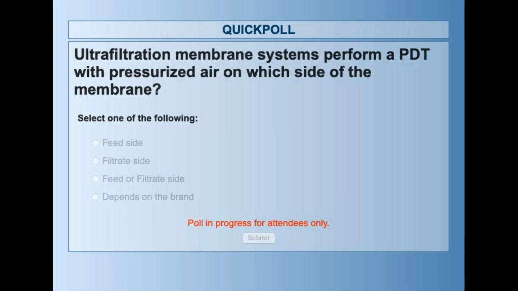Ultrafiltration membrane systems perform a pressure decay test, or PDT, with pressurized air on which side of the membrane? Is it the feed side, the filtrate side, the feed or filtrate side, or does it depend on the brand? I'll give you a moment to answer that one. Okay, let's go ahead and close it and see what we got.